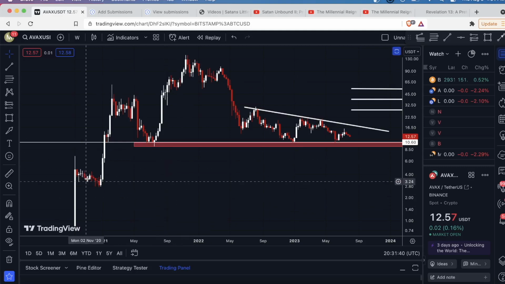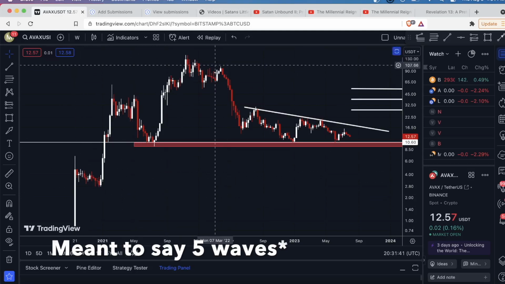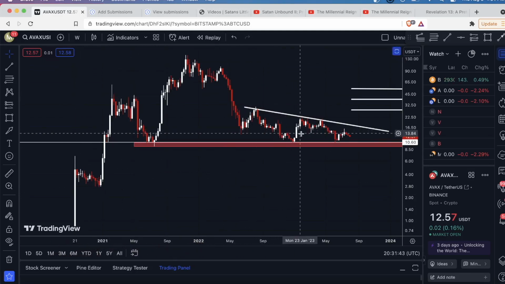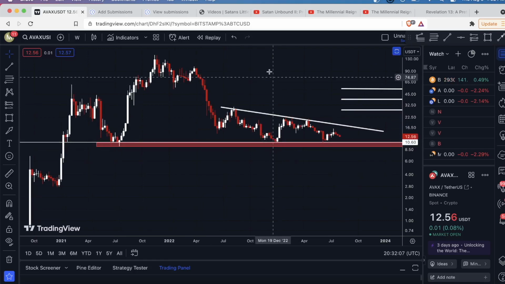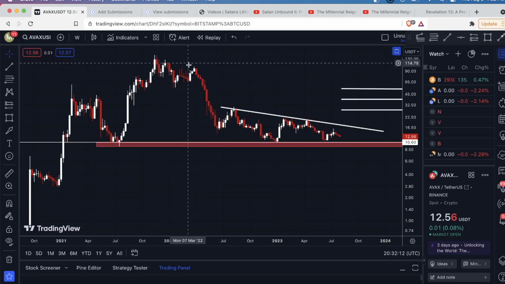So we had the big bull run here, kind of went up in about three waves, and then we had a slow, kind of painful pullback for anyone who was holding this coin. So we went from around $140 or so all the way down to 10 bucks. And again, this is why you need to sell your altcoins in the bull market, because pretty much all of them are going to do retracements like this.